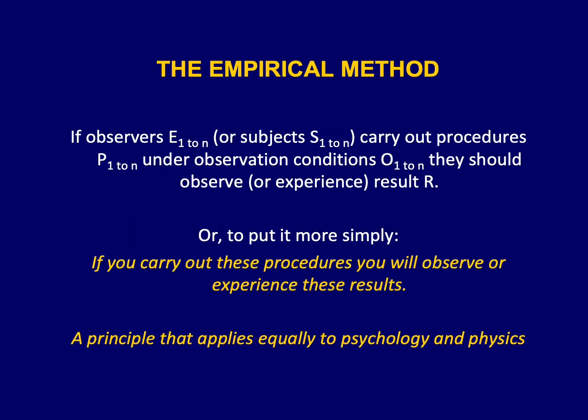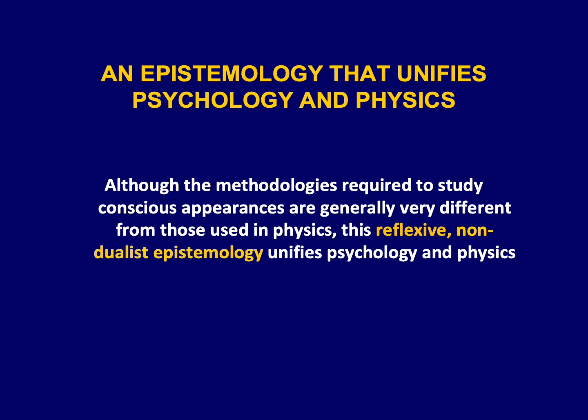And that in turn allows one to specify in a very simple way what is of the essence in the empirical method, which, if the analysis we've given so far is correct, is: if observers E1 to n, any number of observers, carry out specified procedures, P1 to n, under specific observation conditions, O1 to n, they should observe or experience results R1 to n. And the same applies to subjects doing first-person investigations. To put it more simply, if you carry out these procedures, you will observe or experience these results. And that's a principle that applies equally to psychology and physics. So, although the methodologies required to study conscious appearances are generally very different from those used in physics to study the phenomena that those appearances represent, this reflexive, non-dualist epistemology unifies psychology and physics.